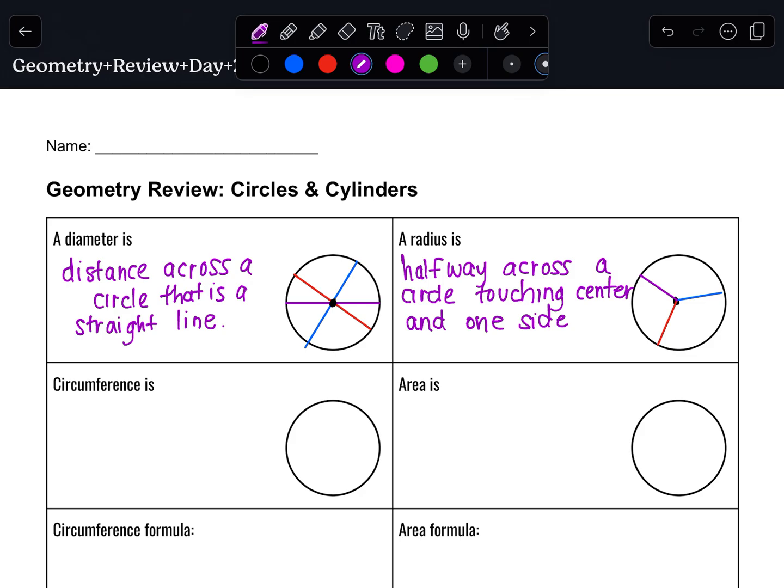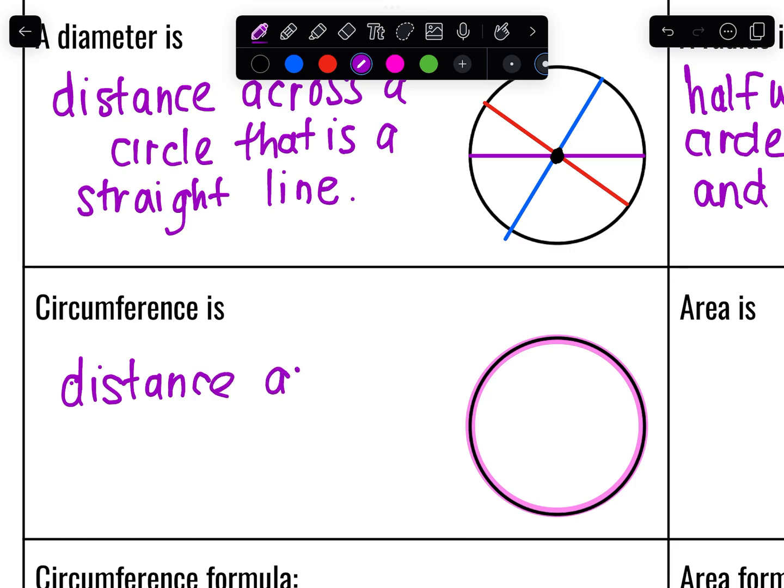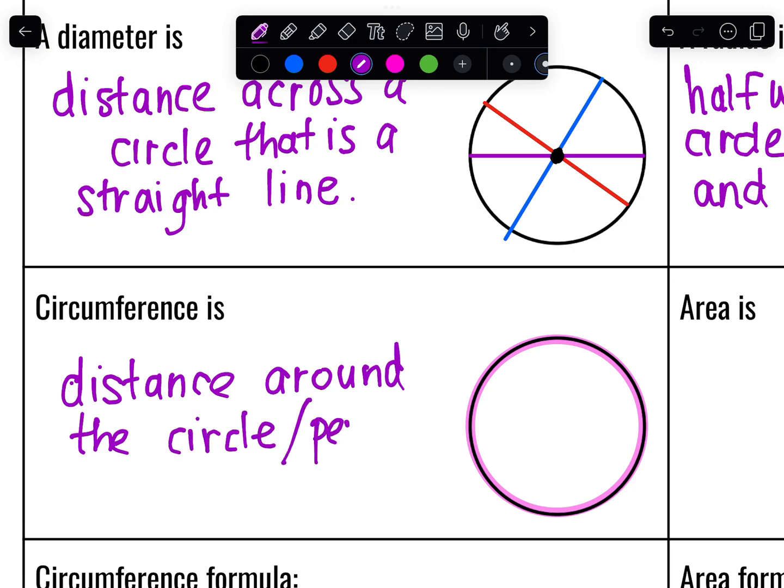Let's talk about our circumference. So circumference is the distance around a circle. So we're going to go all the way around this circle; that is your circumference. So let's write that definition in. Circumference is the distance around the circle. We could also refer to this as the perimeter of the circle.